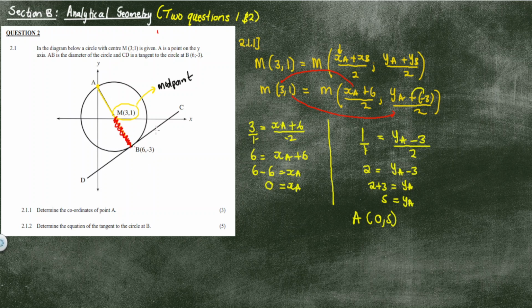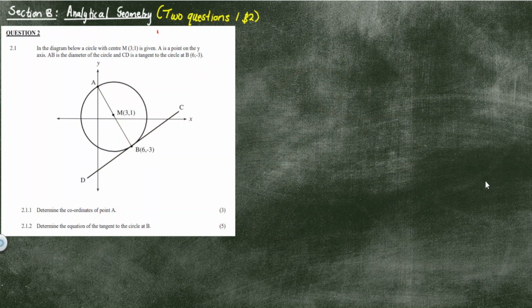After getting the gradient for the radius, you can use it to find the gradient for this tangent. Because whenever we find the equation of a straight line, we need what? We need a point and a gradient. So since it's for the equation of the tangent, that's what's going to happen here. So 2.1.2. So we calculate a gradient. So the gradient of the radius MB.